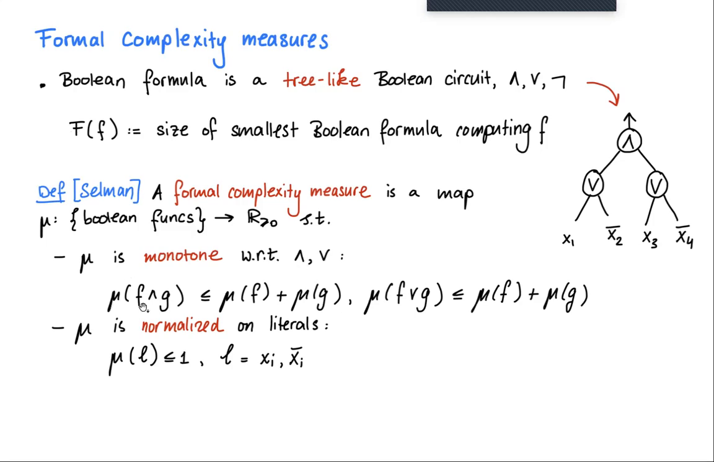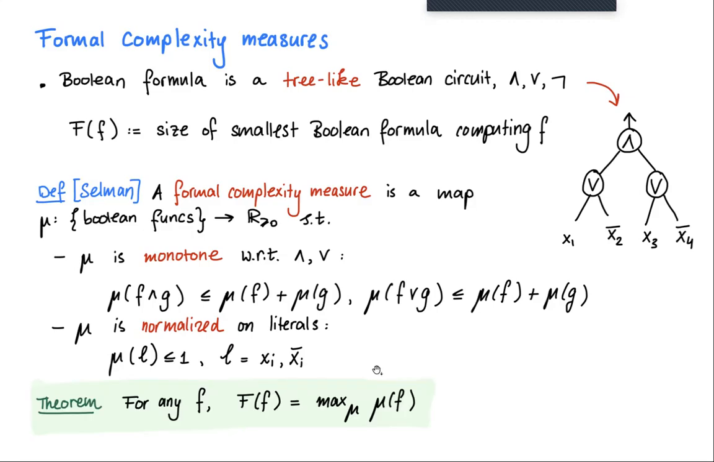So mu of the logical and of F and G is at most the sum of mu of F and mu of G. And similarly, mu of F or G is at most mu of F plus mu of G. And also mu is normalized on literals, so mu of any variable or any negated variable is at most 1. And it's not very hard to prove that for any Boolean function F, the formula size of F equals the maximum over all these formal complexity measures mu applied to F.